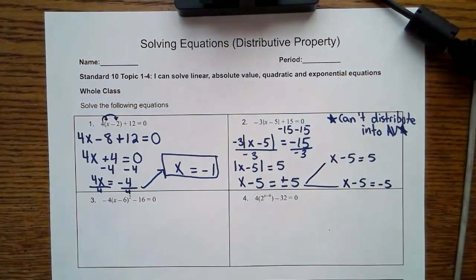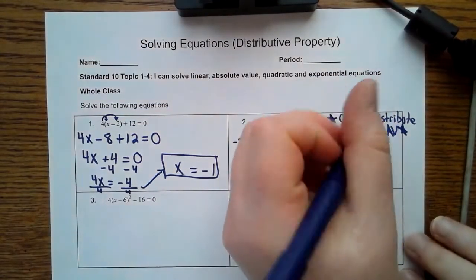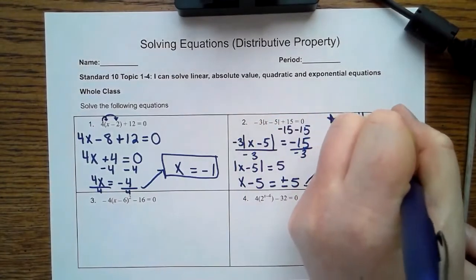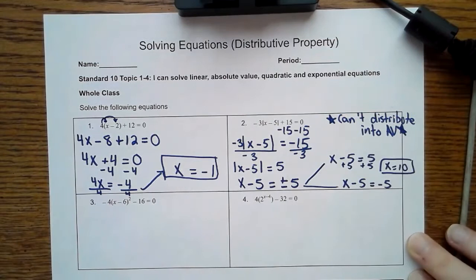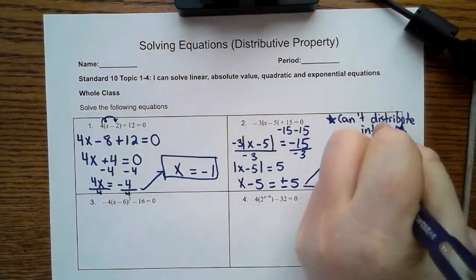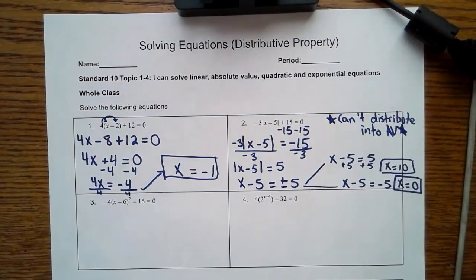So I'm still going to get 2 answers, but they're going to be different. So I told you the last step was adding 5 on both sides, and here's that last step. So I get x equals 10, and then x equals 0. This is a good place to pause.